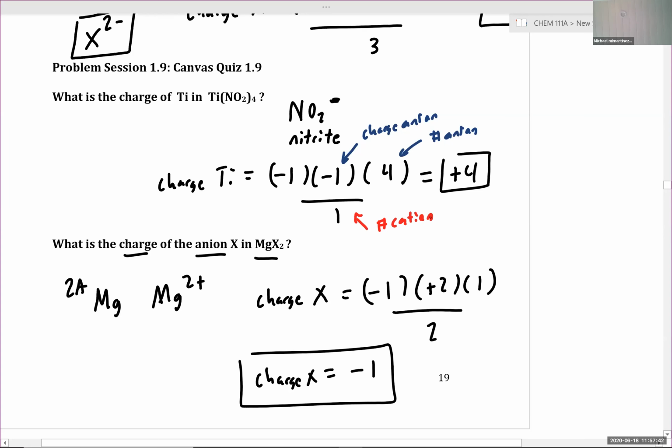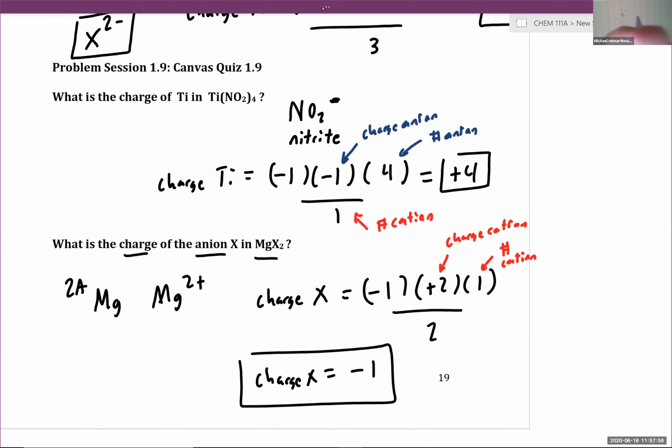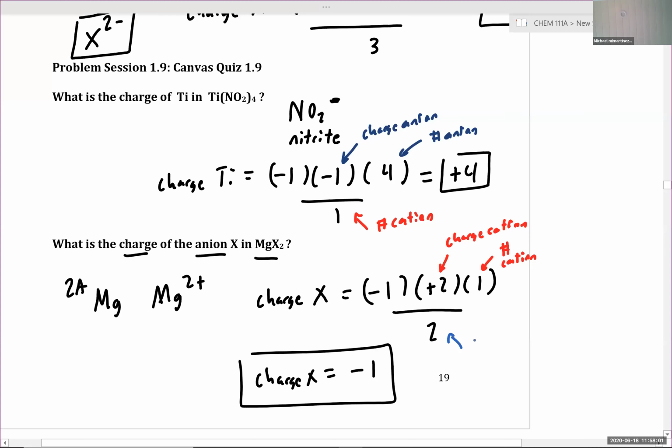If we're solving for the charge of an anion in this top equation, this number is the charge of our cation. This number is the number of our cation. And we're dividing by the number of anions that we have. Does that make a little bit more sense? Yeah, but what I get confused about is where it says what is the charge of the anion X in MgX2. That's where I don't know what goes.